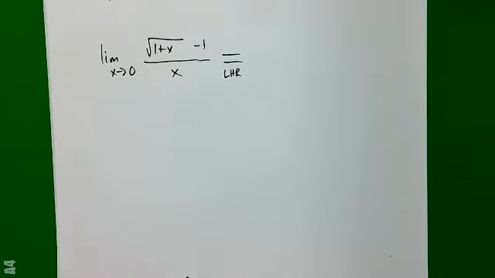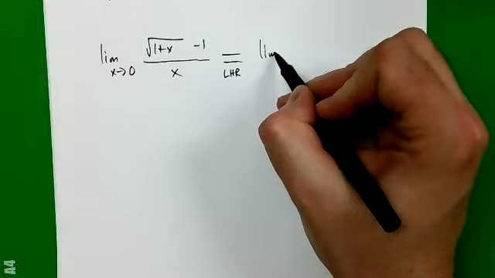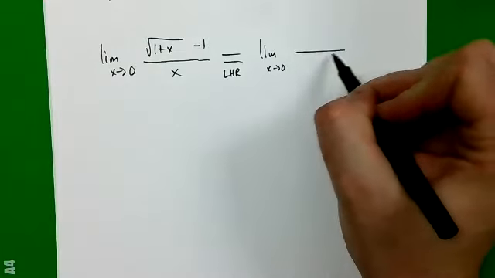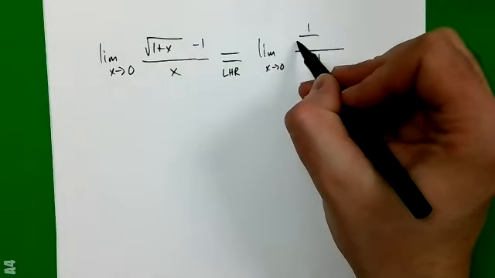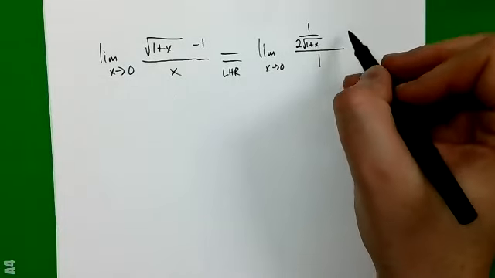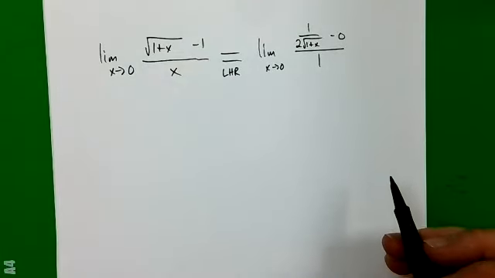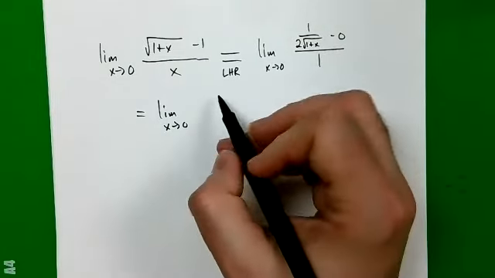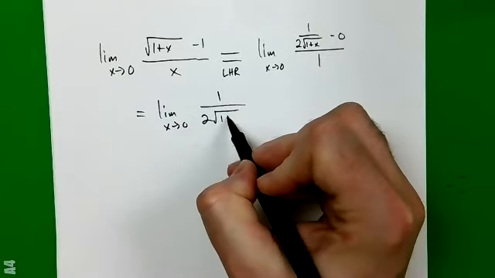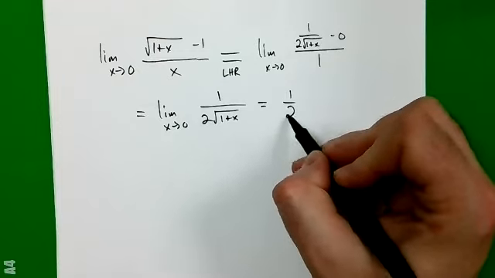And so L'Hopital's rule says that we can take the derivative of the numerator and of the denominator. And you can see why taking the limit of that denominator is useful. So the derivative of the numerator here is going to be 1 over 2 root 1 plus x, and then minus 0. So this is equal to the limit as x goes to 0 of 1 over 2 root 1 plus x. And as x goes to 0, that's going to be equal to 1/2.